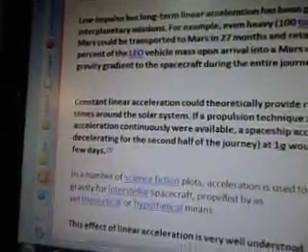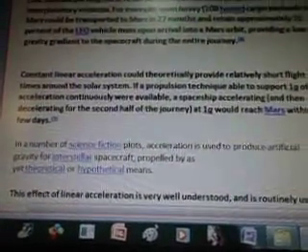Constant linear acceleration could theoretically provide relatively short flight times around the solar system, which is what the idea of the UFO engine is. It's not, oh, let's be like the aliens. It's actually, let's travel in space in a shorter period of time and save ourselves millions of dollars. That's what my idea is.